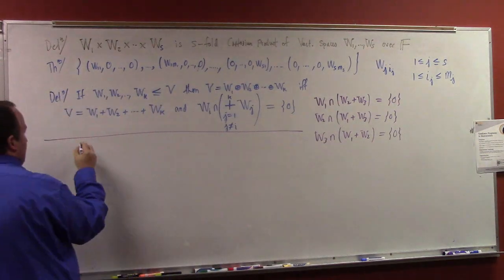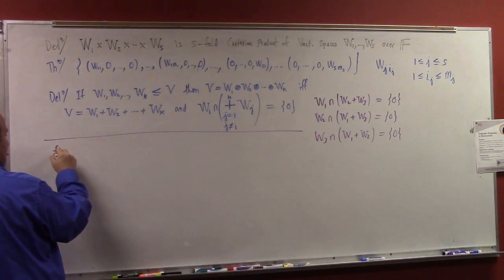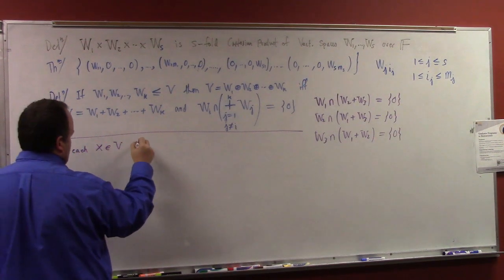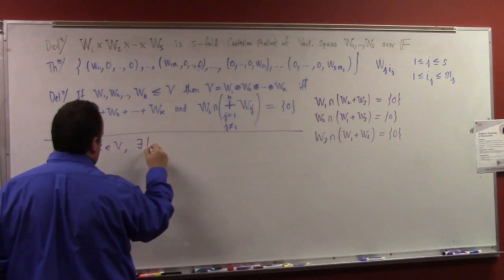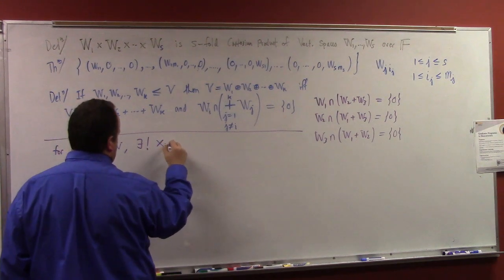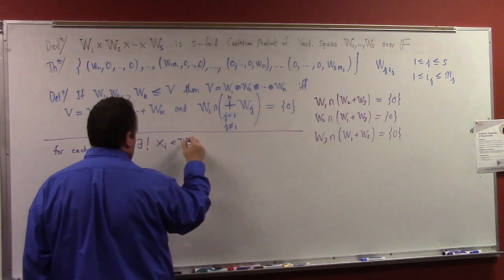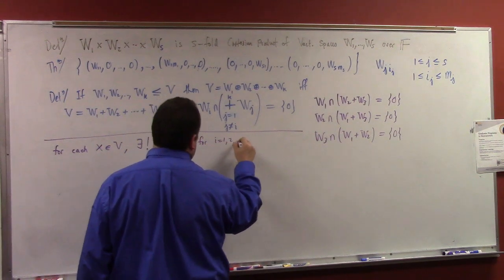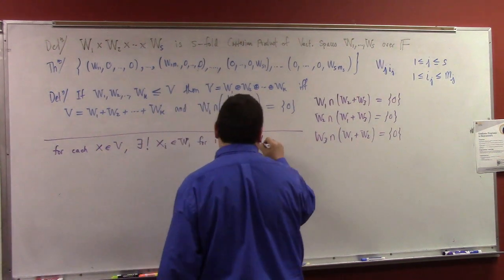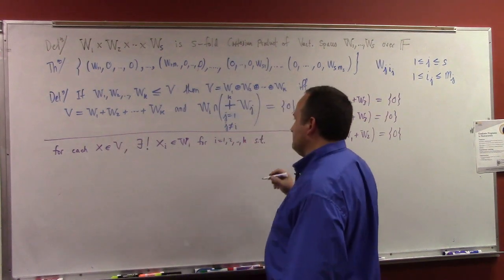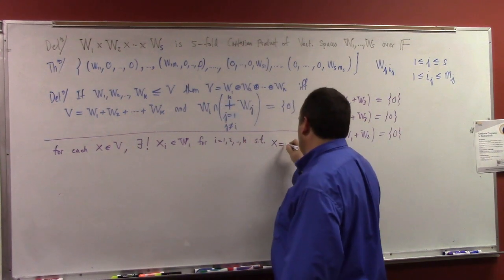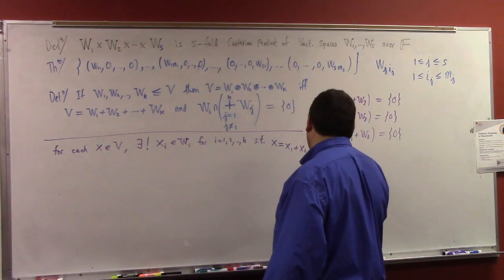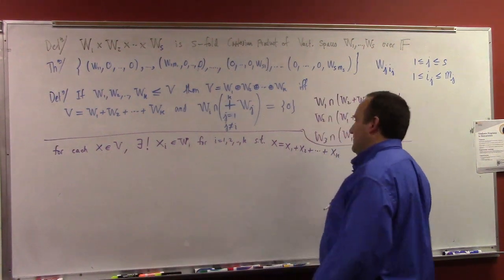The definition in my notes is that for each x in V, there exist unique x sub i in W sub i, for i equals 1 to k, such that x is equal to x1 plus x2 plus ... plus x sub k. That's the definition I've given in my notes.